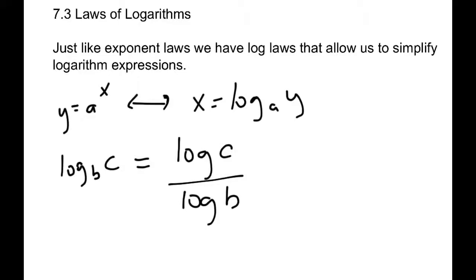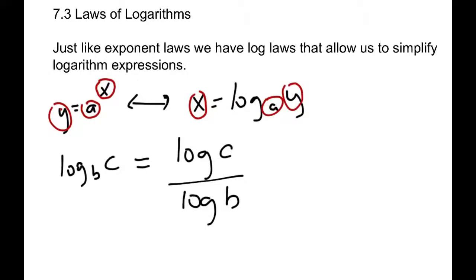So the key thing to remember with this one is when you have the exponent equation, the exponent, the x in this case, becomes your answer, and then the base, the a, is still the same, and the y that was your answer now is the number after the log. So probably that's the most important thing. Remember how to convert from one to the other and make sure you get that right.